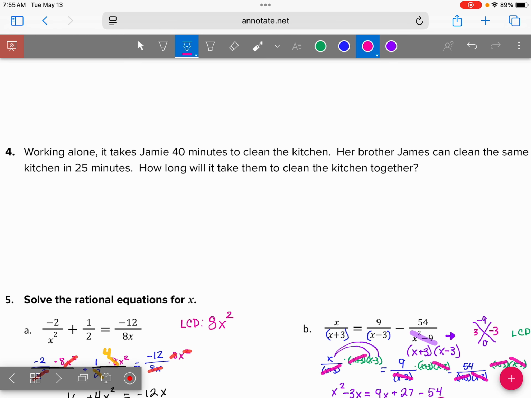So we've got, very much like the ones we worked in the last couple of days, Jamie takes 40 minutes to clean the kitchen, and James can clean the same kitchen in 25 minutes. So if they work together, we want to know how long it would take them to clean it. So James can clean one kitchen.